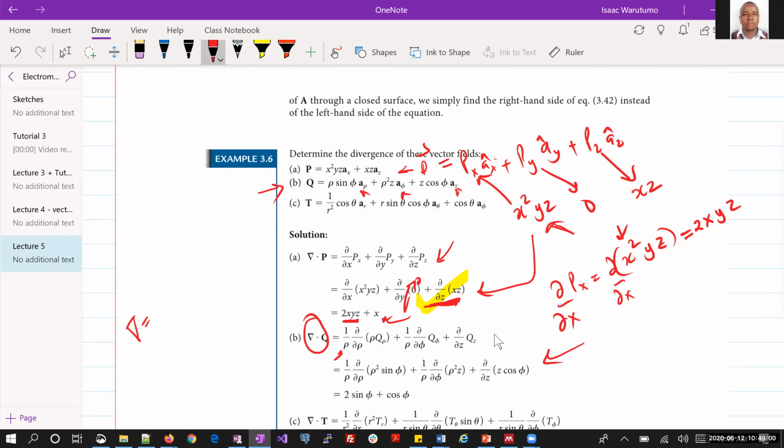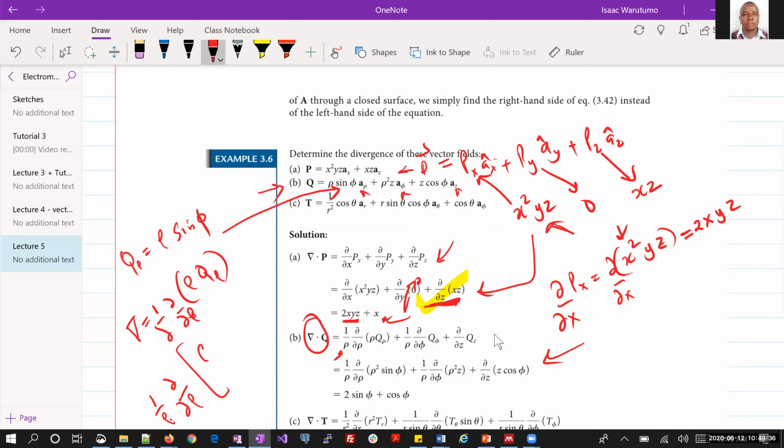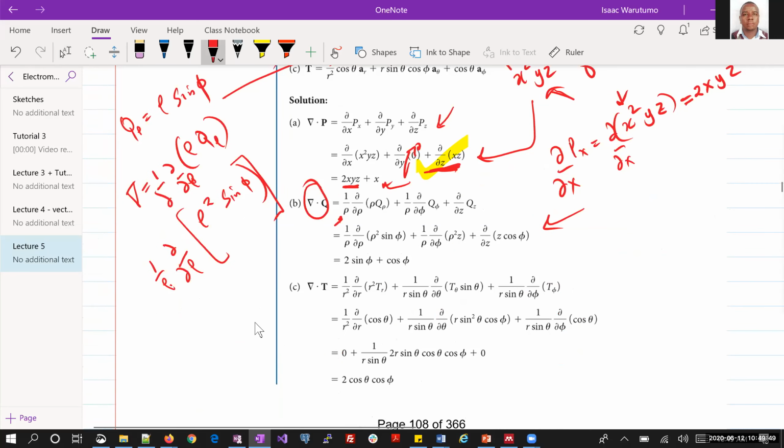So we are first of all going to start with identifying Q law, which is simply this. And that is rho sine phi. And therefore, when you now say that it is going to be equal to 1 over rho d d rho of rho times q rho, that means you're going to have 1 over rho d d rho of rho that we have introduced becomes squared, then sine phi. So if you are now to differentiate this with respect to rho, it simply becomes what? The result of this is 2 rho sine phi, and then 1 over rho, you end up with 2 sine phi. And this 2 sine phi is simply what we have right here.